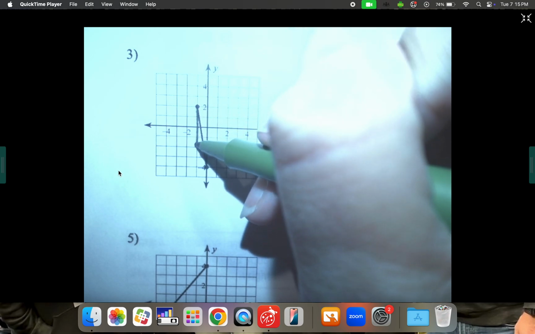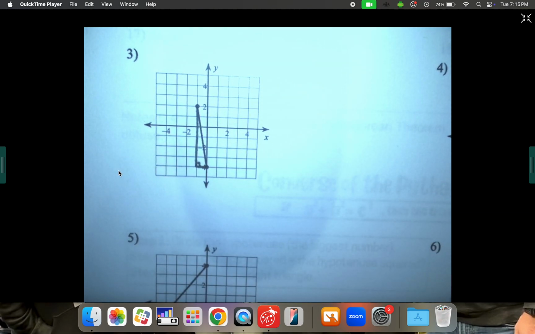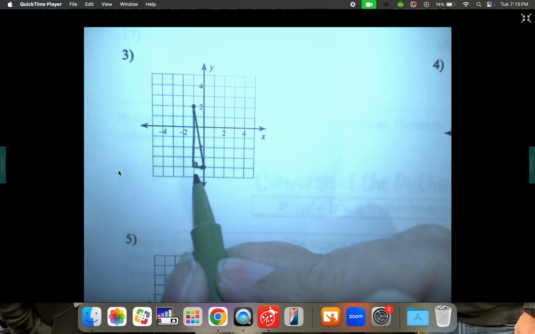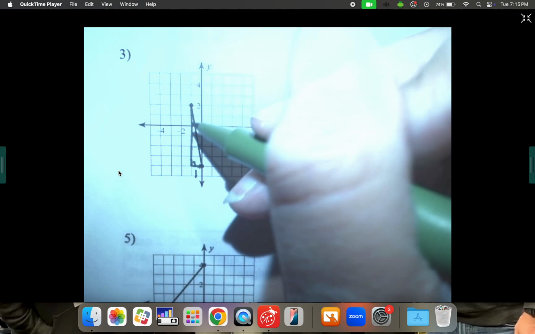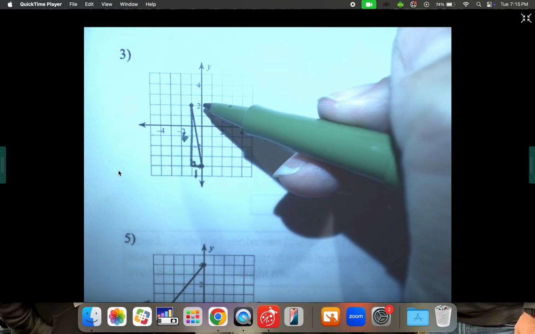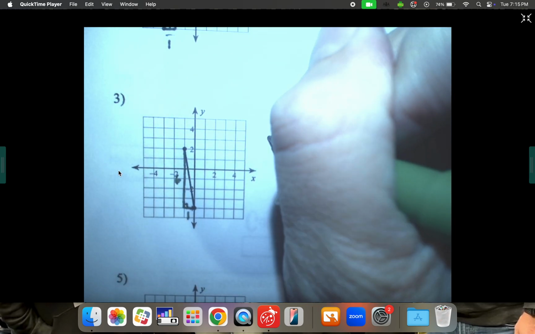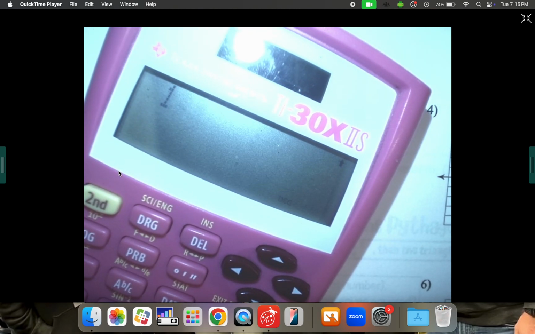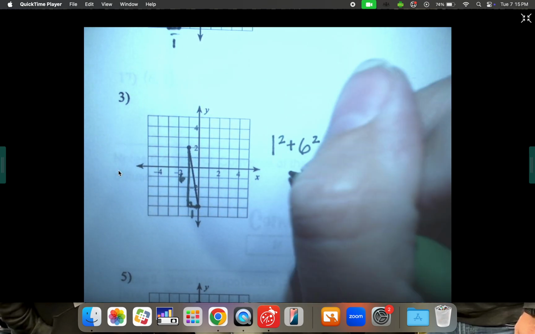So turn your diagonal into the hypotenuse of a right triangle. Count the legs. So this leg is 1, this leg is 6. And it doesn't matter. If you would have picked this top corner to make your legs, you would have still come up with 1 and 6. Since they are the leg lengths, we are going to add them. So 1 squared plus 6 squared is 37.